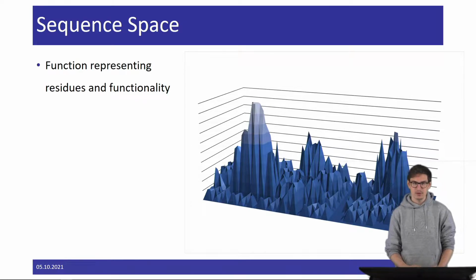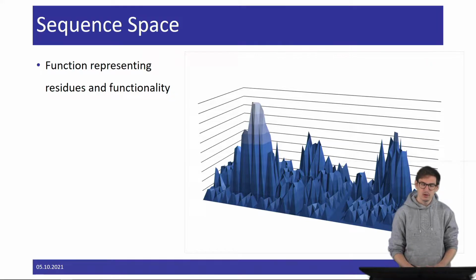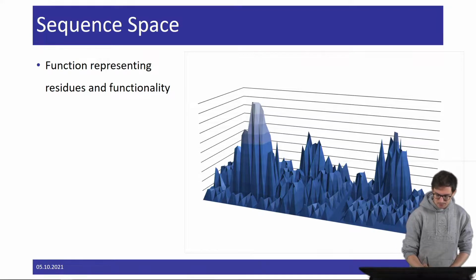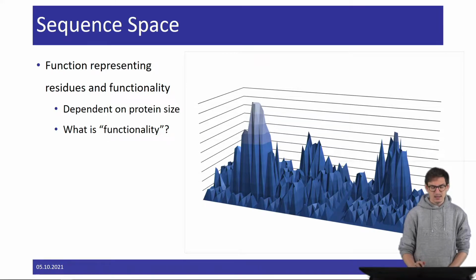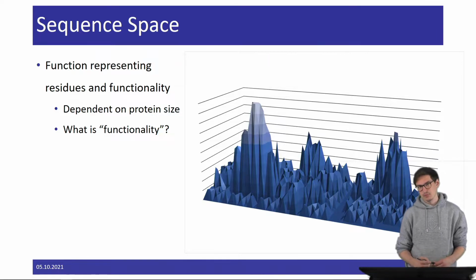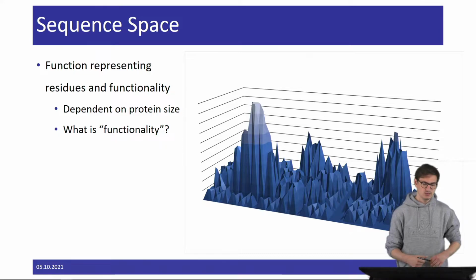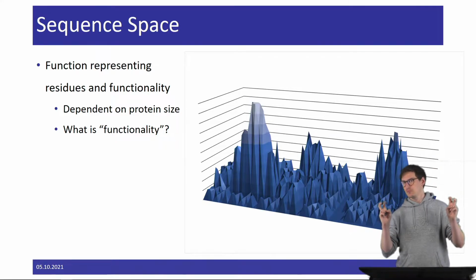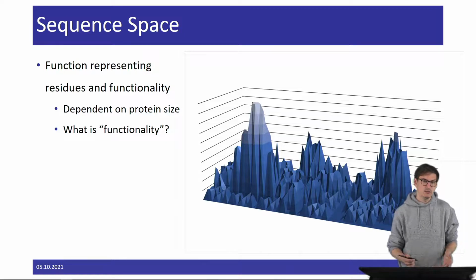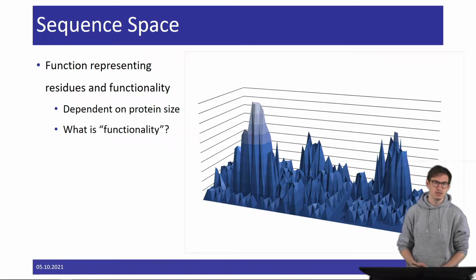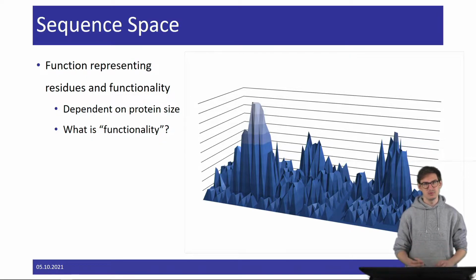Sequence space is a function that represents all possible residues inside of a protein or enzyme and their functionality. So here we have an example. On the right hand side, sequence space, the function, is obviously dependent on the protein size, so how many amino acid residues are inside of your protein, and also what does functionality really mean. This could, for example, mean that you assess one functional parameter such as enzymatic activity or thermostability or folding stability. All of these parameters fall into the category of functionality, and depending on what you want to assess, these are also represented in sequence space.